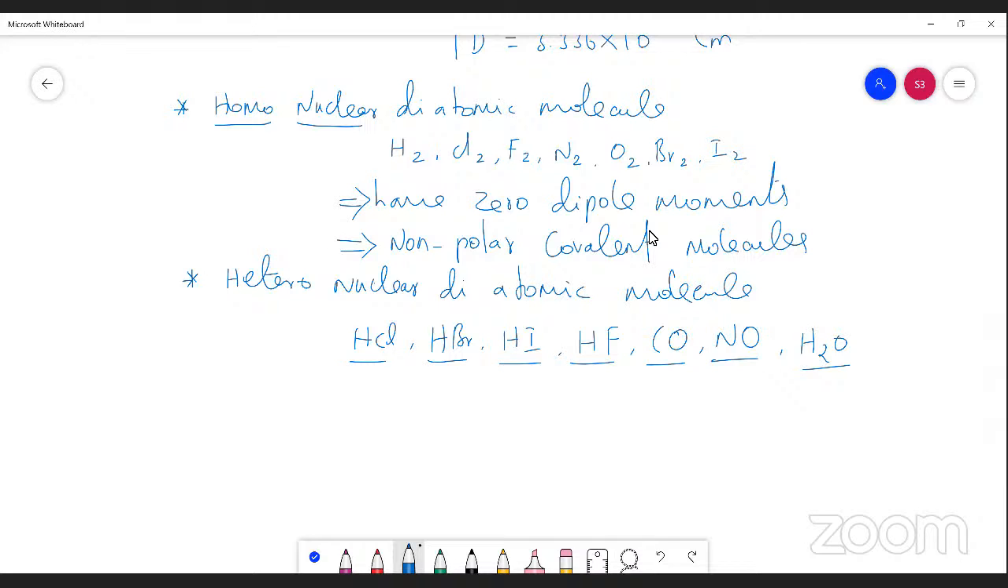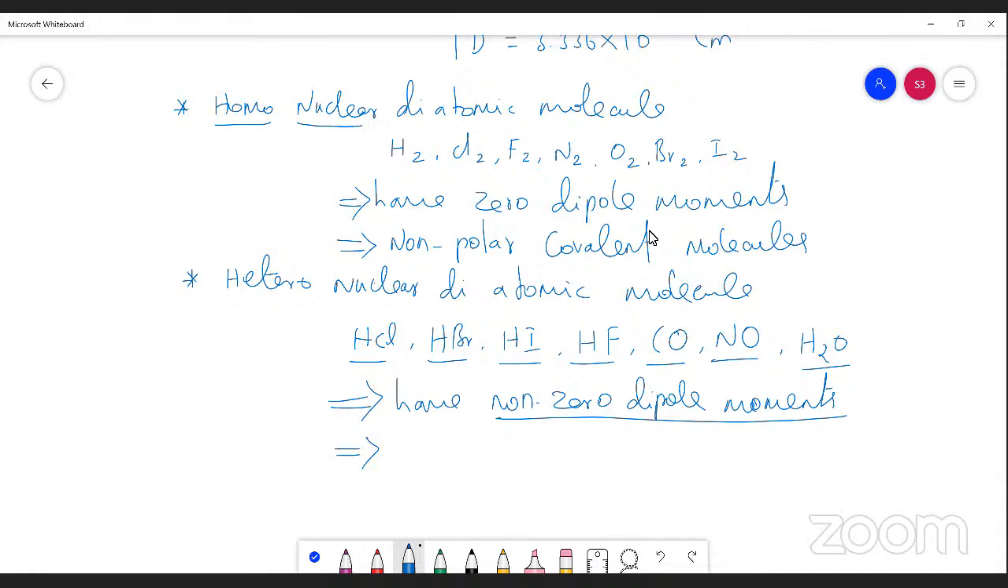These molecules have non-zero dipole moments. What is the meaning of non-zero dipole moments? These molecules have some value of dipole moment, 1.98 to 1.28, because these molecules are polar covalent molecules.